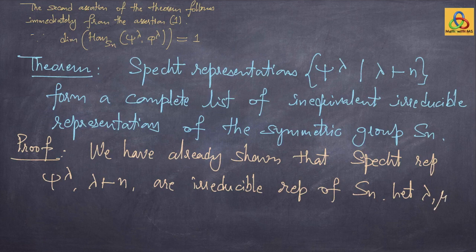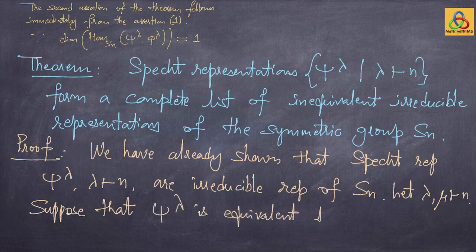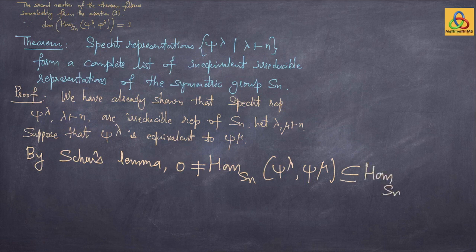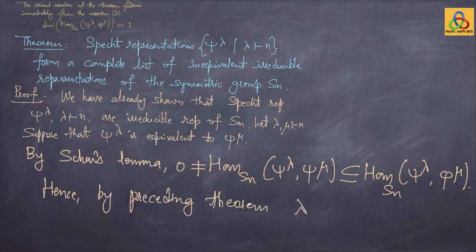So let lambda and mu be partitions of the natural number n, and suppose that psi lambda is equivalent to psi mu. By Schur's lemma, the space of morphisms from the representation psi lambda to psi mu is then non-zero, in fact of dimension 1. But this is of course contained in the space of morphisms from the representation psi lambda to the representation phi mu, because psi mu is simply a restriction of phi mu to S mu. So therefore, the space of morphisms from psi lambda to phi mu is non-zero. Hence, by the preceding theorem, lambda should be bigger than or equal to mu.